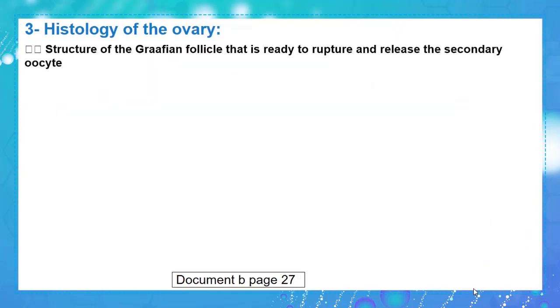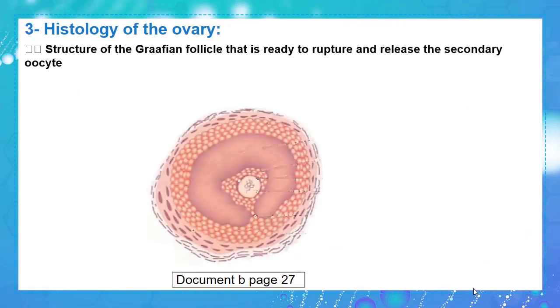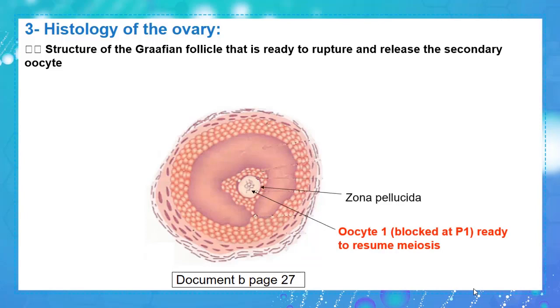Document B of your books shows the structure of this Graafian follicle. It shows the oocyte in the middle of the follicular cavity, still blocked at prophase 1. This oocyte is surrounded by a non-cellular protein layer called the zona pellucida. This zona pellucida is in turn surrounded by a cellular layer known as the corona radiata.